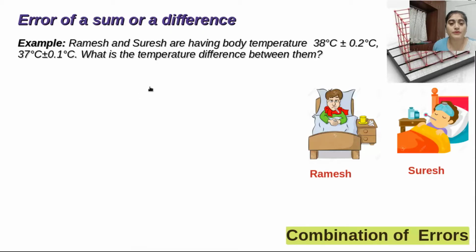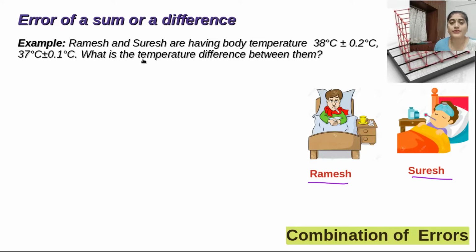Here is one problem for subtraction. We are subtracting the temperatures of two people, Ramesh and Suresh. Ramesh has 38 degrees centigrade with an error of plus minus 0.2 degrees centigrade, and Suresh has 37 degrees centigrade with an error of plus minus 0.1 degrees centigrade. That error may be in the thermometer they have used. The question asked is, what is the temperature difference between them?